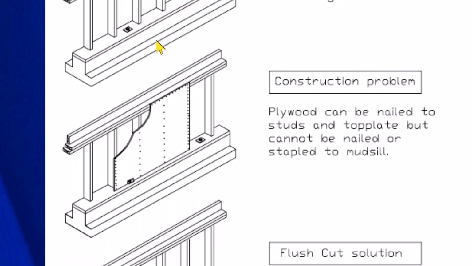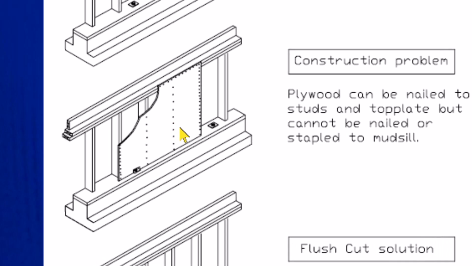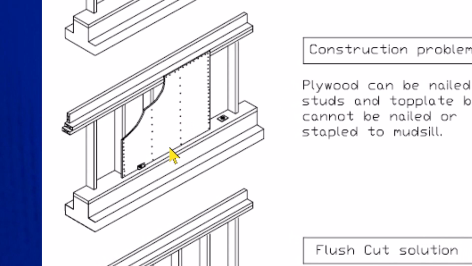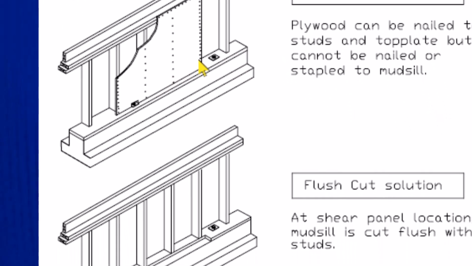What the problem is, when you put the plywood on it, the plywood ends up sitting on top of the mud sill. So you see right here, it's just sitting right on top of the mud sill. It's not connected to the bolts. So we need to make sure that the plywood is connected to the bolts.